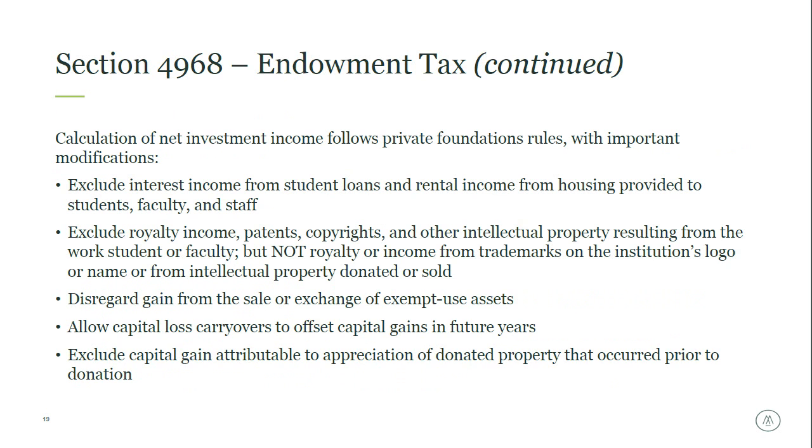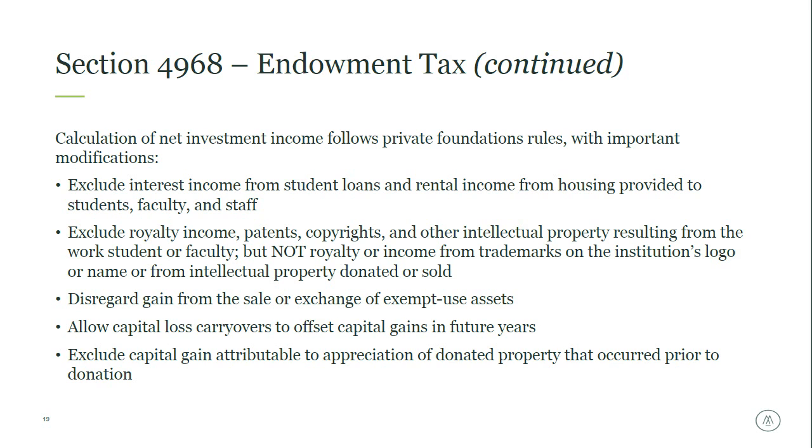So net investment income for this purpose is determined under rules similar to private foundations. But the final regs did provide some differences when calculating gross investment income. For example, interest income from student loans and rental income from housing provided to students, faculty, and staff are excluded from gross investment income when calculating this excise tax. Also excluded are royalty income from patents, copyrights, and other intellectual and intangible property developed from the work of students or faculty in their capacities with the school. But rental income from trademarks on the institution's logo or name, or from intellectual property donated or sold to the organization, is still included. So you have to make that distinction there.